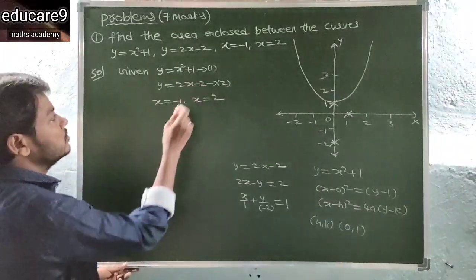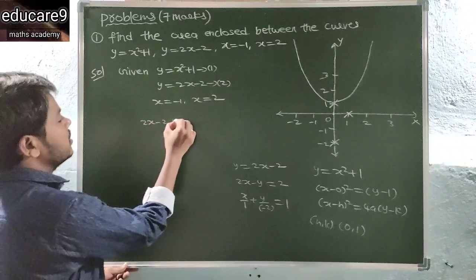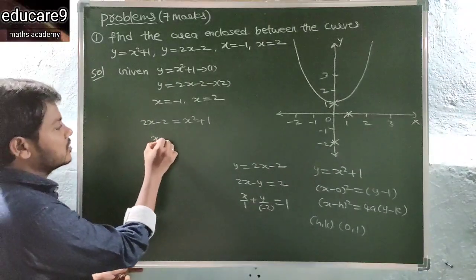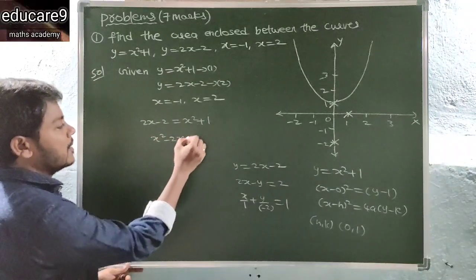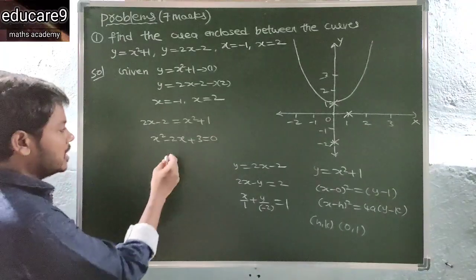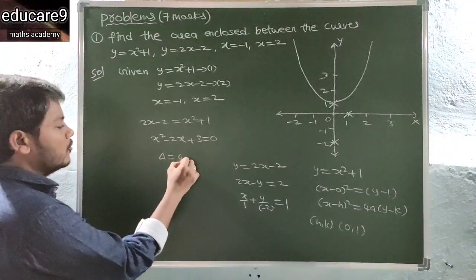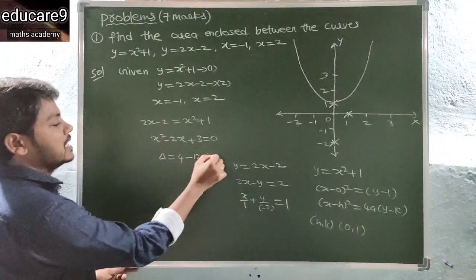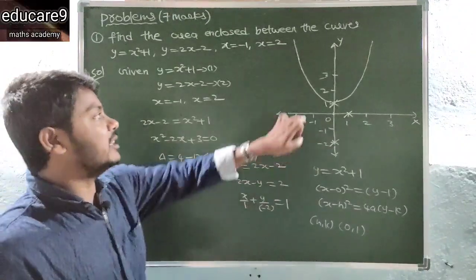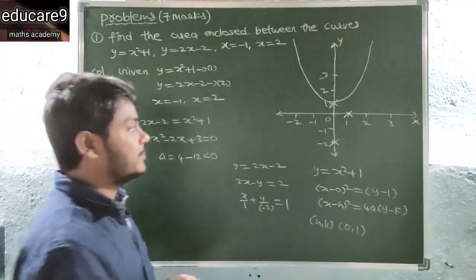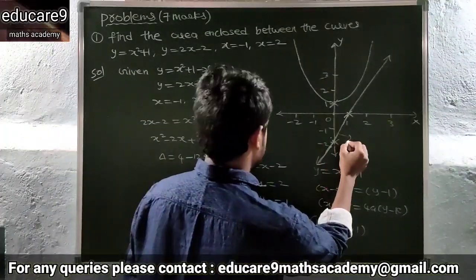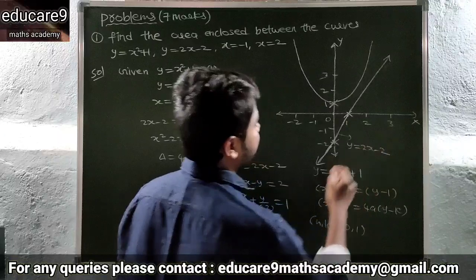Now equating these two, 2x minus 2 is equal to x square plus 1. Now this is x square minus 2x plus 3 is equal to 0. So what are the roots? Find the discriminant, b square minus 4ac. So it is less than 0. So clearly your roots are complex numbers. So clearly the curve and line do not touch. So clearly this is the graph of y is equal to 2x minus 2.